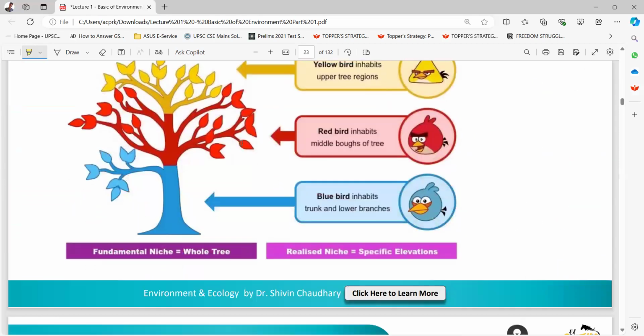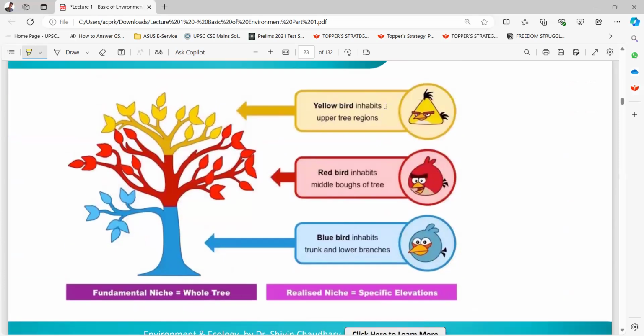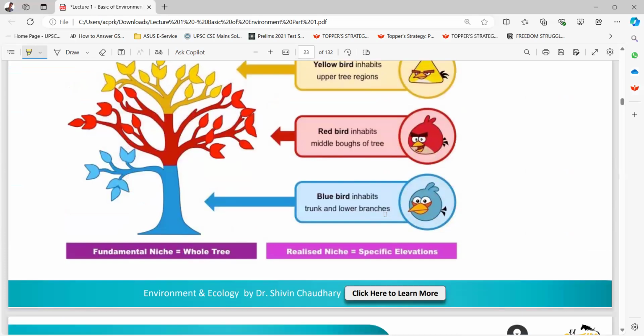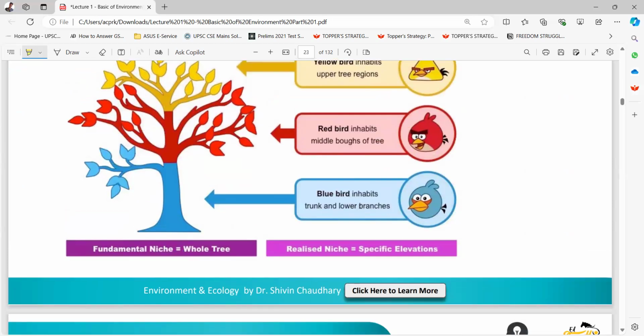Okay, niche types. Fundamental niche is equal to the whole tree. Realized niche is equal to specific elevations. Yellow bird inhabits upper tree regions. Red bird inhabits middle boughs of the tree. Bluebird inhabits trunk and lower branches.